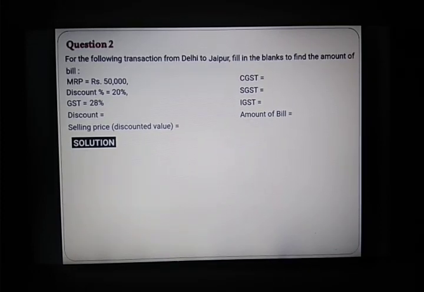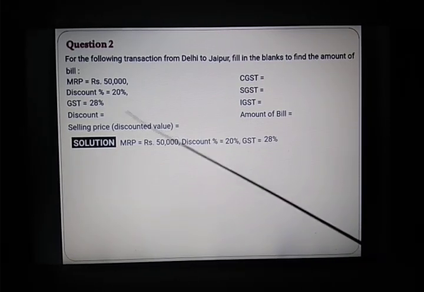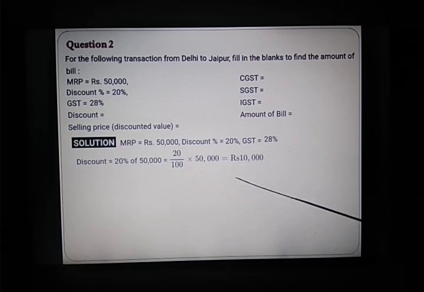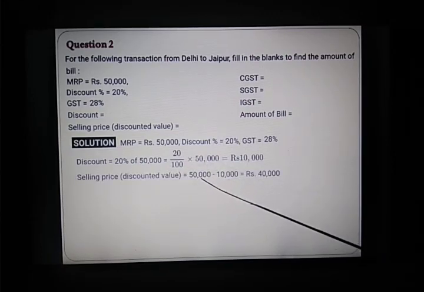Now the next question is also similar, but here my transaction is interstate because it is transferred from Delhi to Jaipur. So directly we will be charged with IGST, and we won't be charged with CGST and SGST, so they are going to be 0. The others are the same. Now you need to calculate the discount. Discount is 20% of MRP, so 20% of MRP will be 10,000. Your selling price will be MRP minus discount value, that is 40,000.